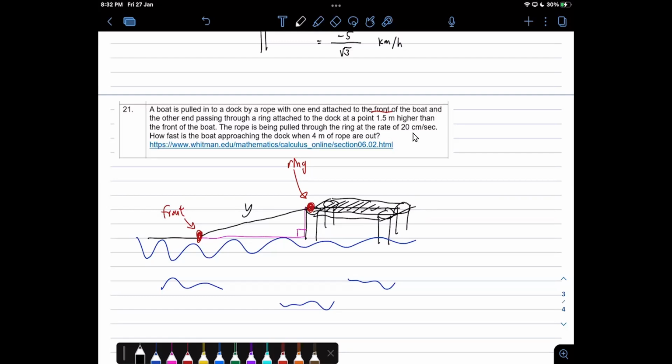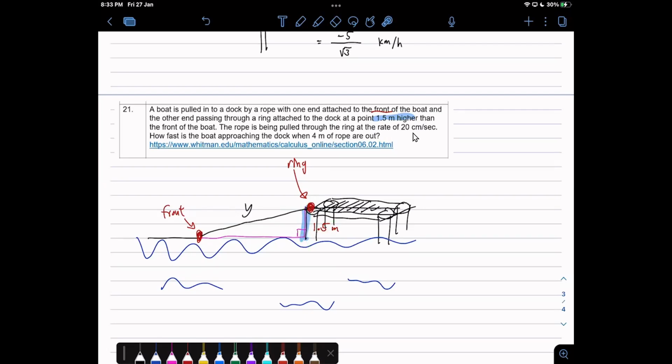And what's going on with this y length rope? Let's read the question. And the other end passing through a ring attached to the dock at a point 1.5 meters higher than the front of the boat. Oh, there's a 1.5 meters. So where does this 1.5 meters refer to? It refers to this part here. So I label 1.5. Is it clear? And it's a fixed length, right? Because the height of this pier must be fixed.